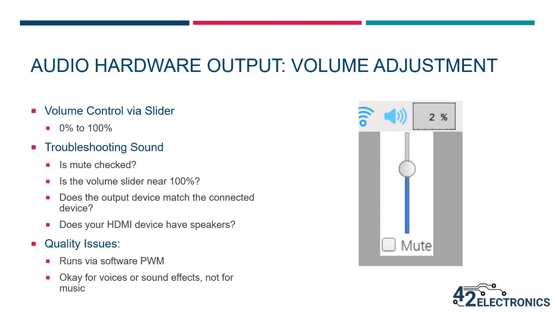If you're ever having trouble with the sound not coming out of your Pi when you expect it to, these are the settings you're going to check in this order. First, you're going to make sure that mute is not checked. Second, you want to make sure your volume slider is up there high, probably near 100%. You want to make sure your output device matches your connected device. So analog for a device connected to the 3.5mm audio jack and HDMI for audio capable devices connected to the HDMI port. So if you have your Pi connected to a television with speakers, you want to make sure the HDMI port is selected.